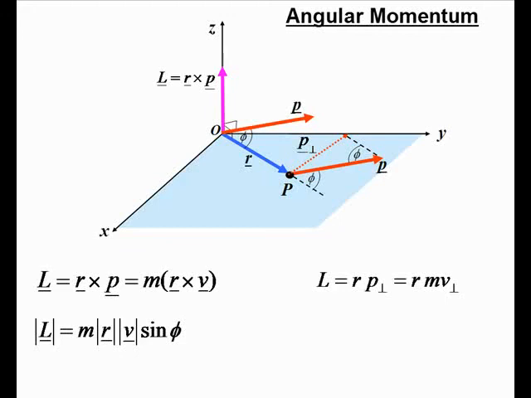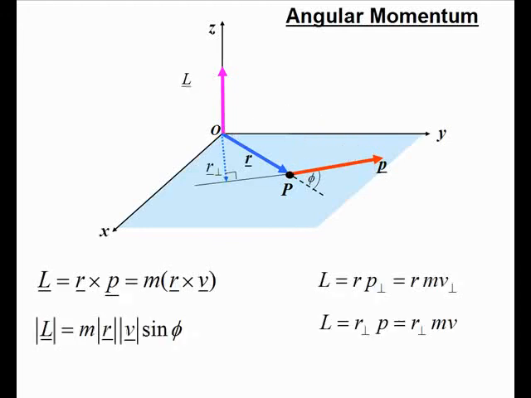This can instead be written as L equals r, the magnitude of the position vector, times p perpendicular, where p perpendicular is the component of the momentum vector perpendicular to the position vector r. Alternatively, we could say that L is equal to r perpendicular times p, where r perpendicular is the perpendicular distance between the origin and the extension of the momentum vector p.